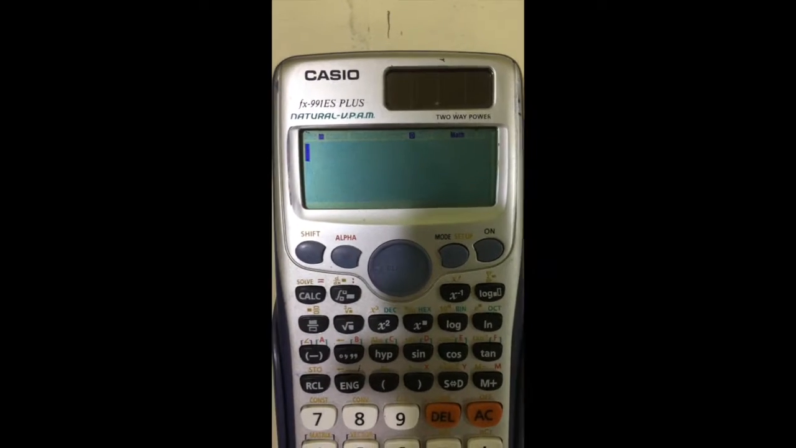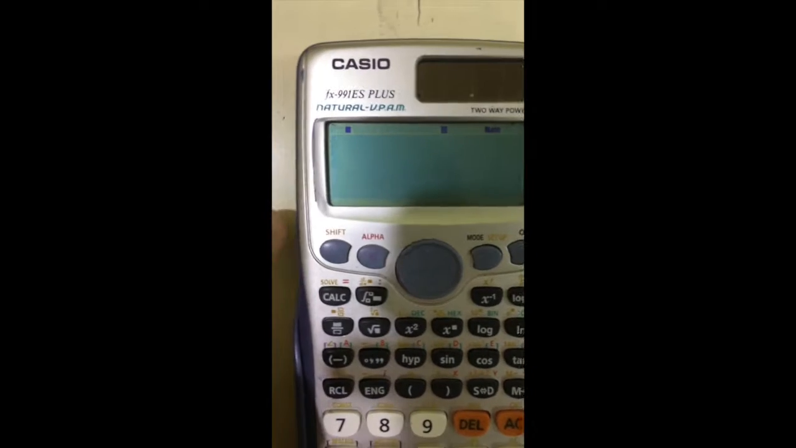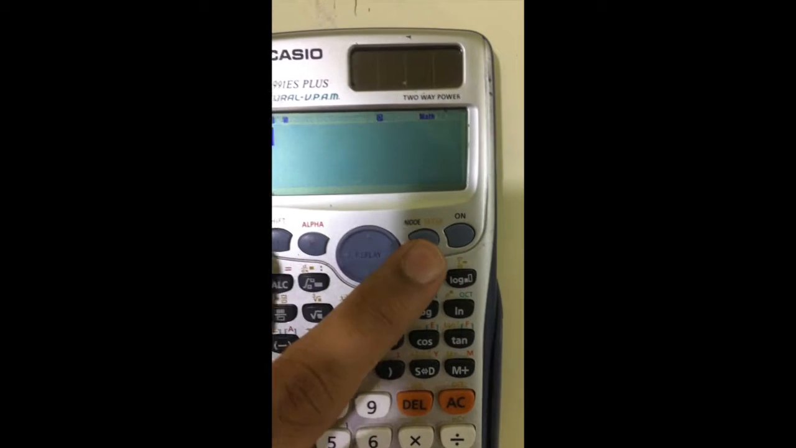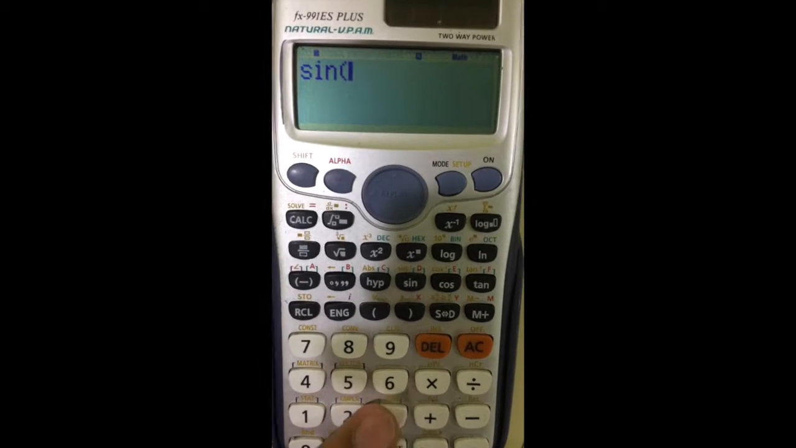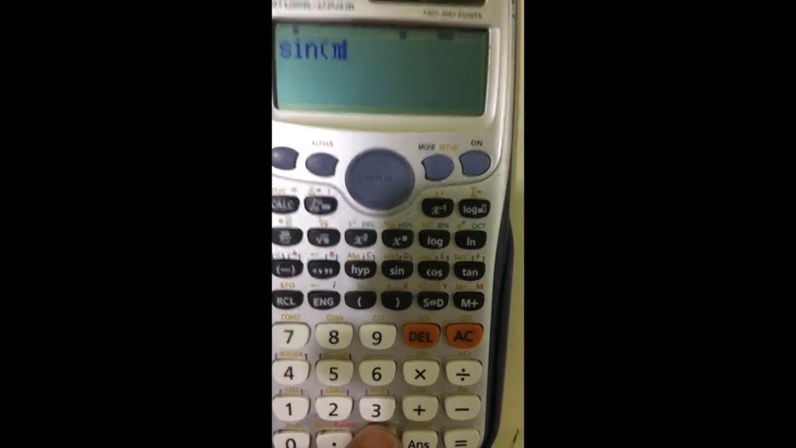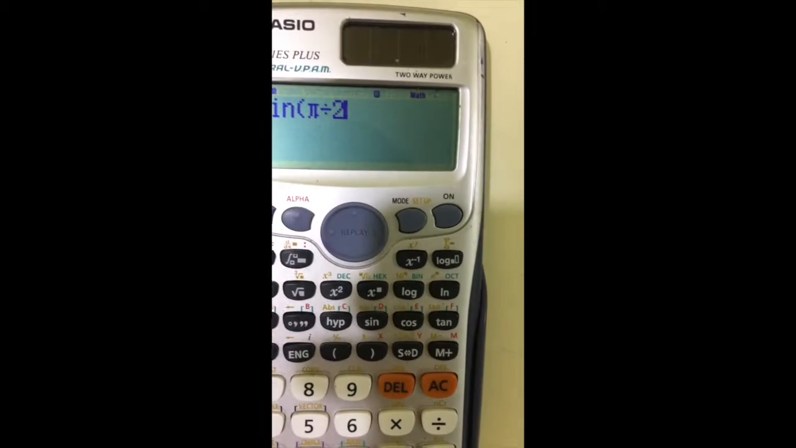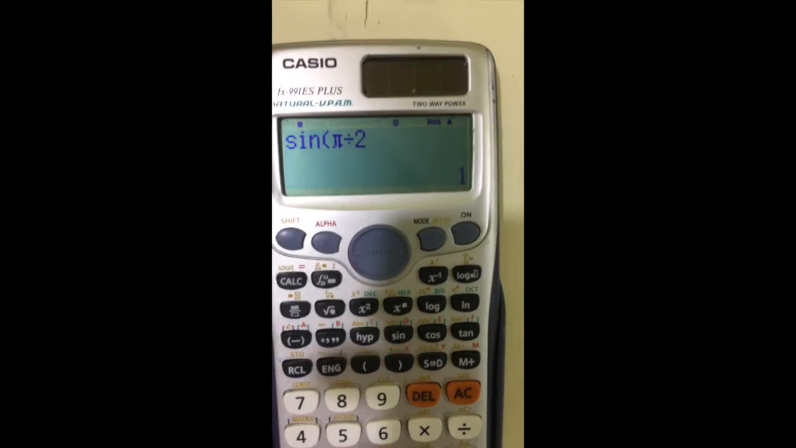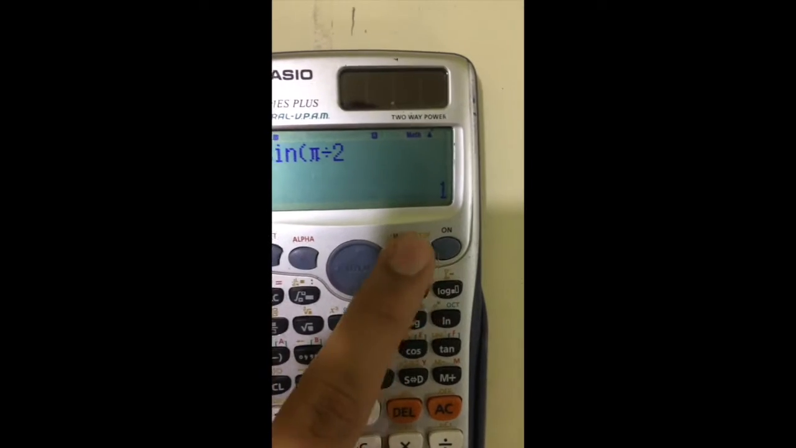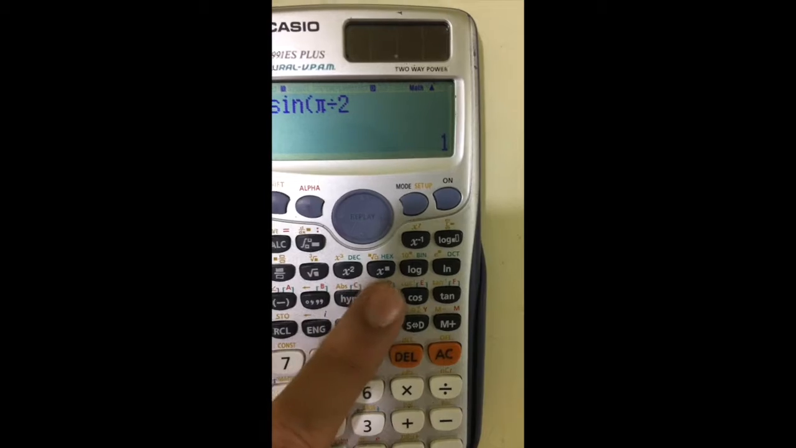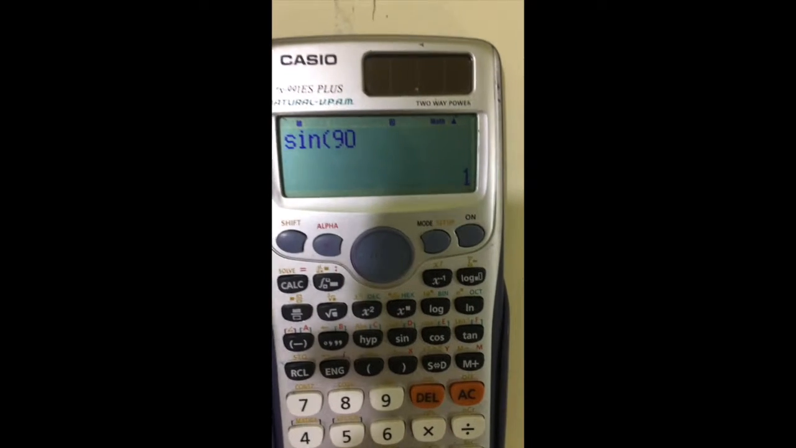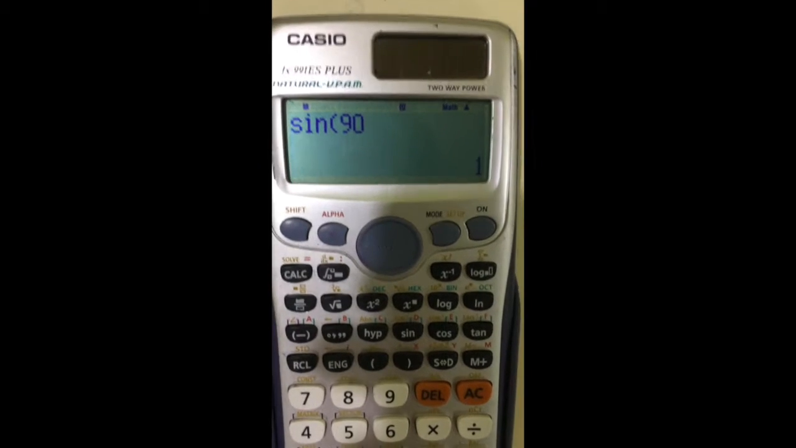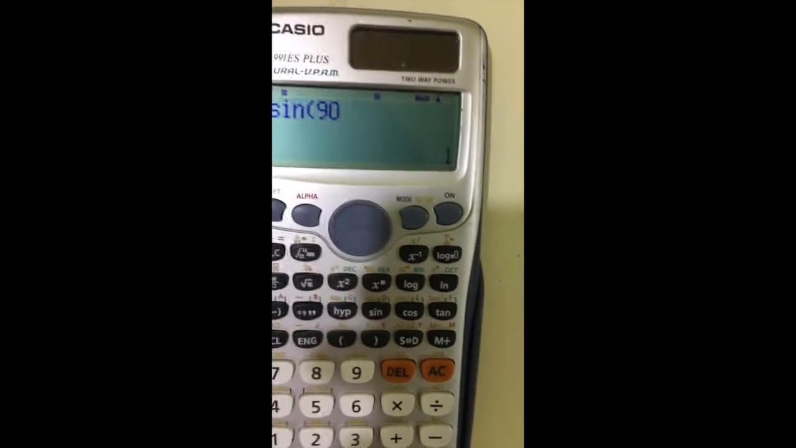Let me show you. Right now my calculator is in degrees mode because it says D right there. To change the mode, you go to Shift, Setup, number 4, radians. Now it's in radians. So sine of, let's say, pi over 2 gives you 1. It's the same as saying the sine of 90. Let's change that to degrees. Sine of 90. So remember to change your calculator to radians when you're dealing in radians and back to degrees when you're dealing in degrees. Your calculator might be different from mine, so figure it out.